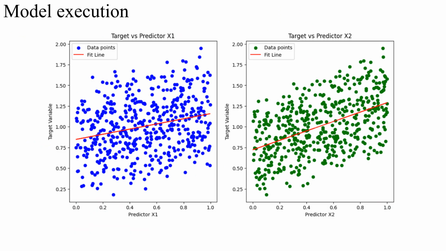Let's see the picture. See here. So target versus predictor for x1, target versus predictor for this. So these are the data points. These are the fit line. So instead of taking all these points, we modeled all the points as this line. Here also, we modeled all the points as this line. So this is how we have to model.